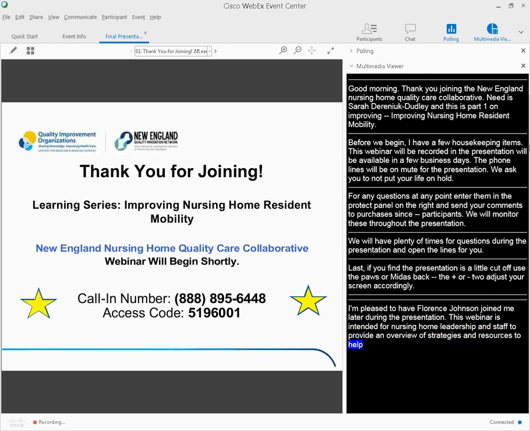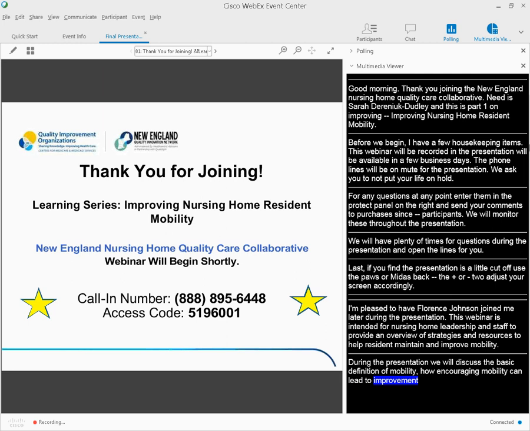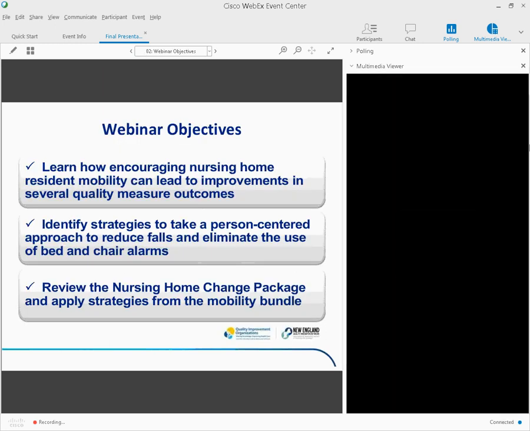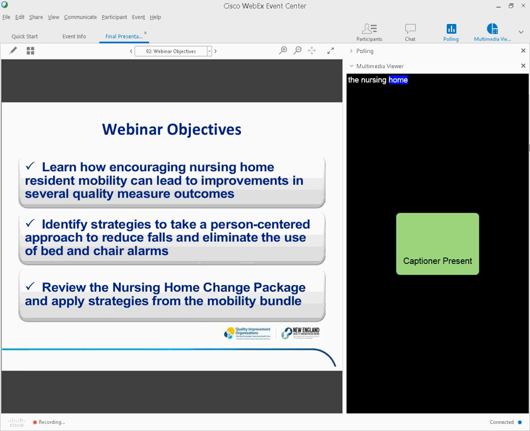During our presentations, we will discuss the basic definition of mobility, relate how encouraging nursing home resident mobility can lead to improvements in several quality measure outcomes, identify strategies to take a person-centered approach to reduce falls and eliminate the use of bed and chair alarms, and review the nursing home change package and apply strategies from the mobility bundle.